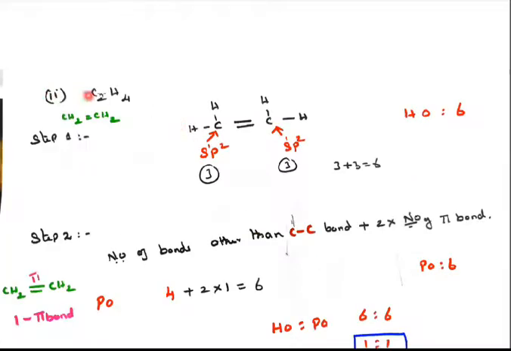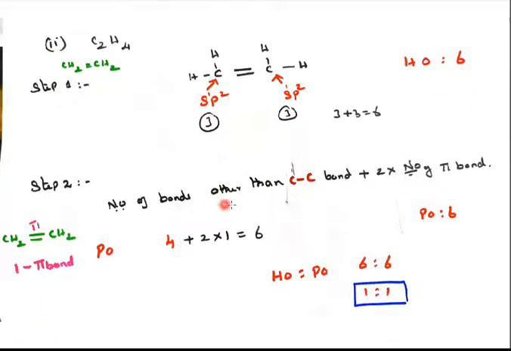Next example: ethylene, CH2 double bond CH2. Already I told you a double bond means sp2 hybridization. Choose this carbon: around it, 1, 2, 3 atoms are attached. So sp2 hybridization, 3 atoms attached, less 1 you say sp2. So 1 from s and 2 from p orbitals, totally 3. So for these two sp2 carbons, 3 plus 3, 6 hybridized orbitals.